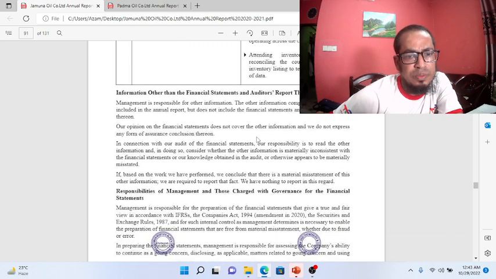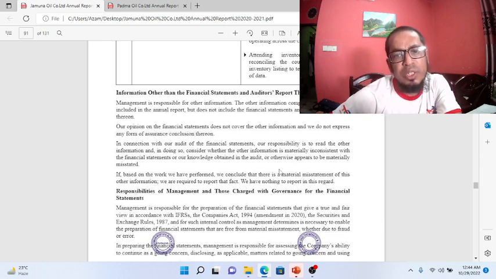Other information. Management is responsible for other information. If, based on the work the auditor has performed, we conclude there is a material misstatement of this information, we are required to report that fact. We have nothing to report in this.